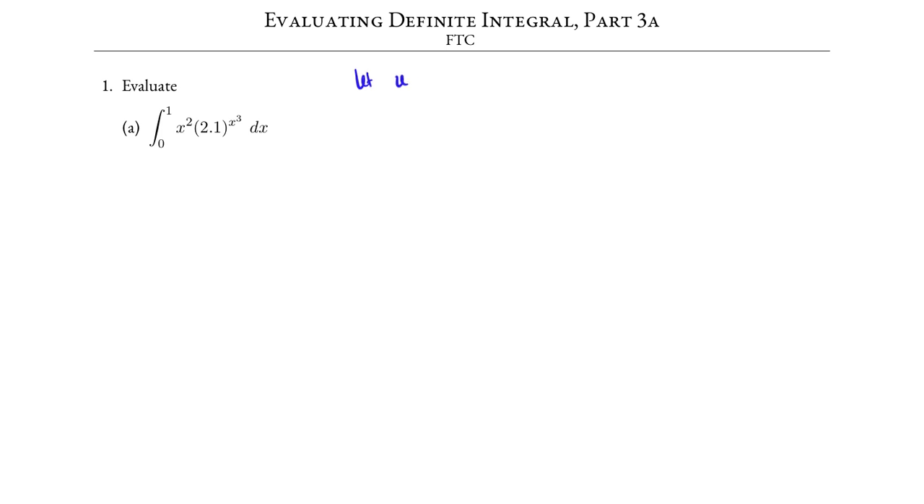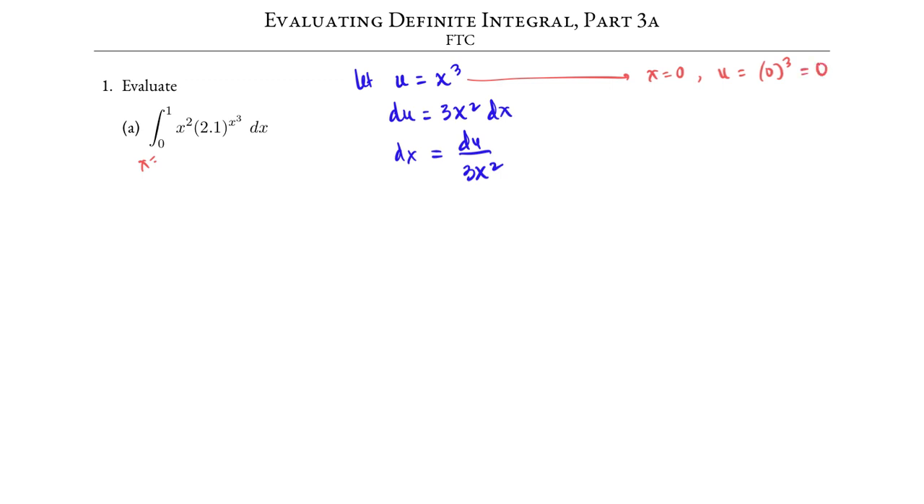So we let u be the exponent only, x cubed. du is therefore 3x squared dx. And so dx is du over 3x squared, where we isolate dx. But also, if u is x cubed, when the lower limit of integration x equals 0, u is now 0 cubed, which equals 0. When the upper limit of integration is 1, u is now 1 cubed, which is 1.